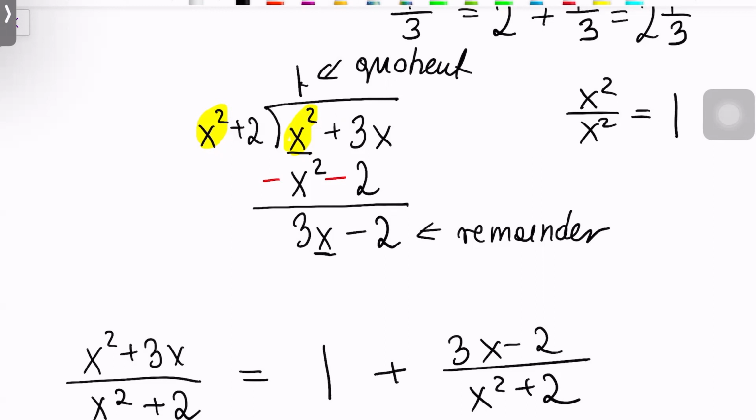And the remainder cannot be divided, so all I can do is write 3x minus 2 over x squared plus 2. Okay. And you can actually check, because notice that I can write 1 as x squared plus 2 divided by itself, x squared plus 2. And then if I add numerators, they will end up being the same as the original fraction, right? So it's quotient plus the remainder over the original denominator. Okay.